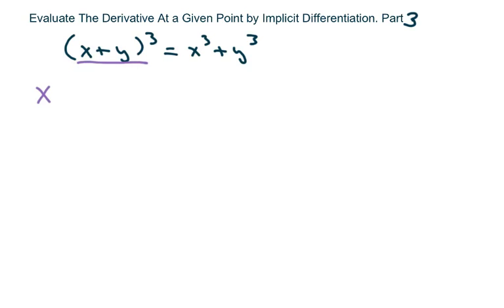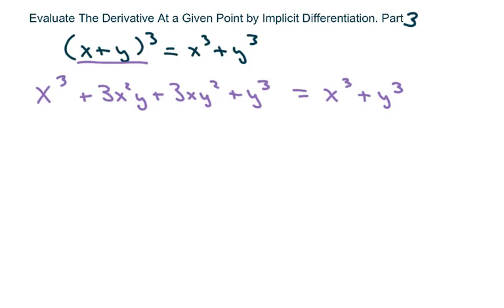So if you expand this, and you could also use Pascal's triangle, this would be x cubed plus 3x squared y plus 3xy squared plus y cubed. And then we have on this side x cubed plus y cubed. And what makes this nice is when you subtract this from both sides, that's going to go away and equal 0. And you're left with this.